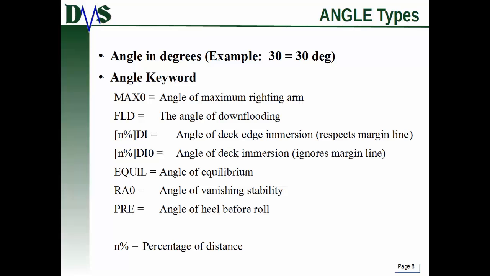Equal is the angle of equilibrium. That's an RA0 here. This one always trips people up. This is RA0, not RAO, RA0, and that is the angle of vanishing stability, what some people will call the second intercept. So the angle of equilibrium would be called the first intercept. Angle of vanishing stability is the second intercept on your GZ curve. And then pre is something that we use for certain wind roll criteria, and that's the angle of heel before roll. And roll is another thing that we'll get into later with GHS.